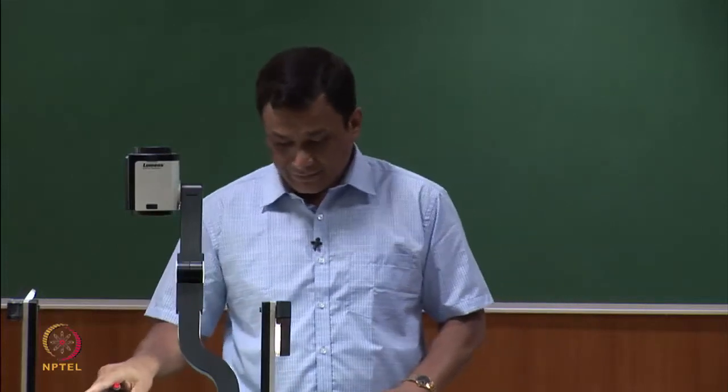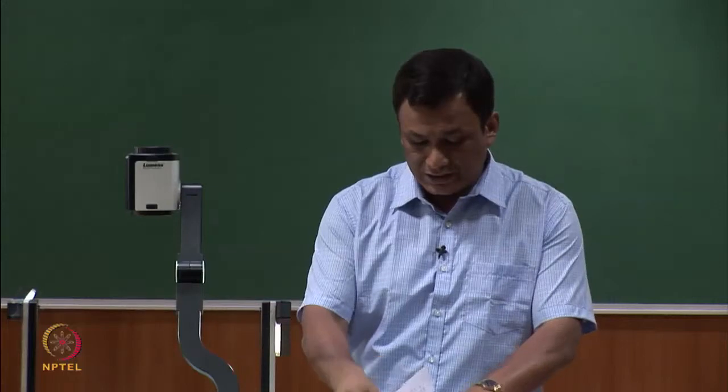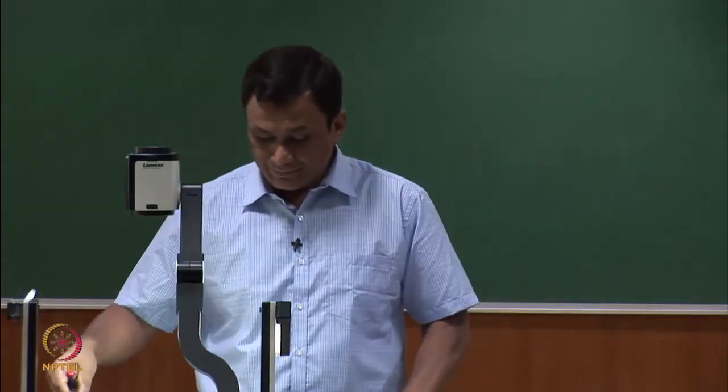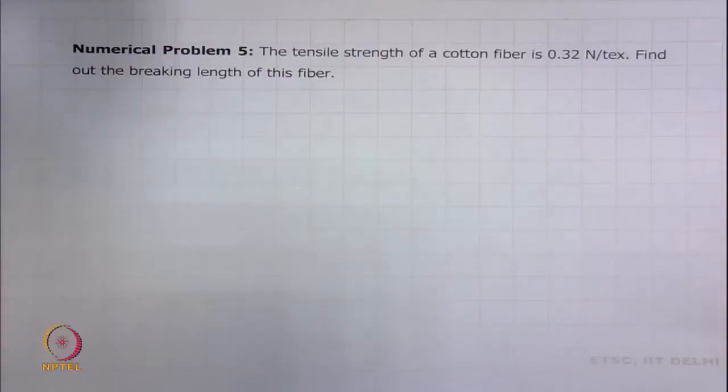All right. Now, we come to our last problem of this module. This problem reads as follows. The tensile strength of a cotton fiber is 0.32 Newton per tex. Find out the breaking length of this fiber.